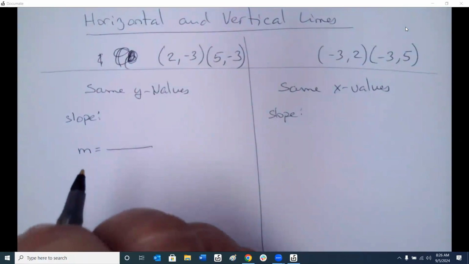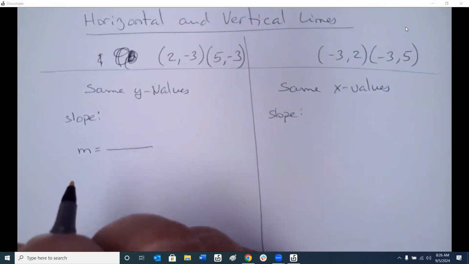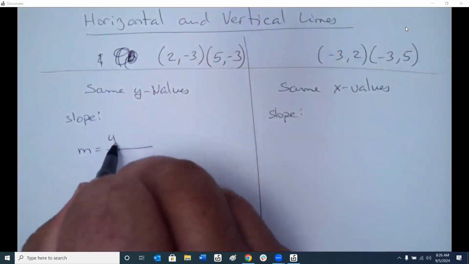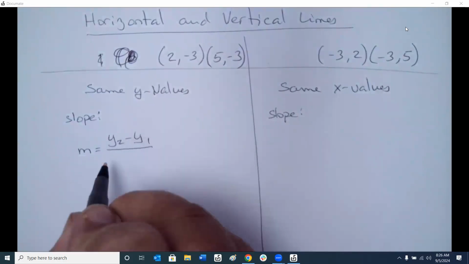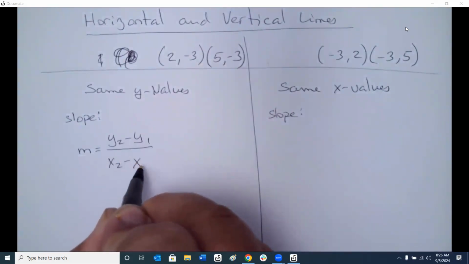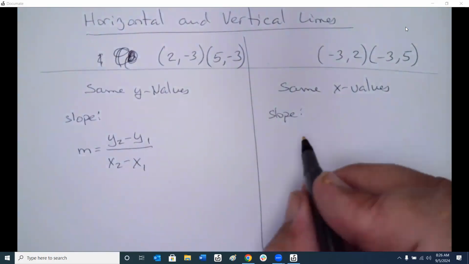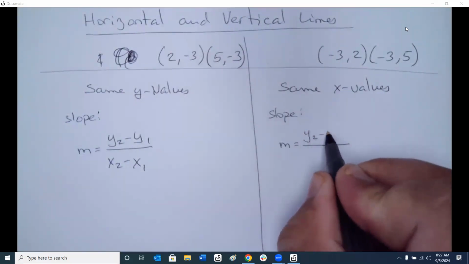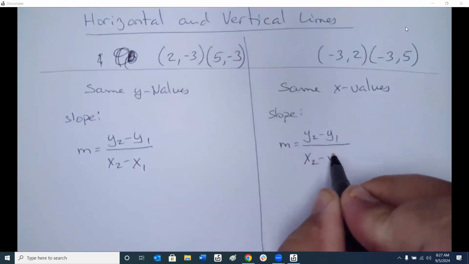Nope. That's the equation of a linear equation. Close though, because m is in there. We talked about it all last week. Remember, it's rise over run. So it's y2 minus y1 over x2 minus x1.